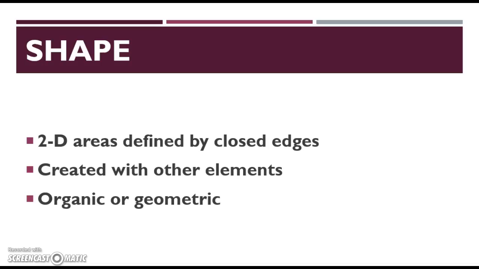The next element of art is shape. So shapes are 2D areas that are defined by closed edges, and they're created out of other elements in art. So if you draw a line around a shape, or if you fill in an area with a color, then you create a shape out of that area.